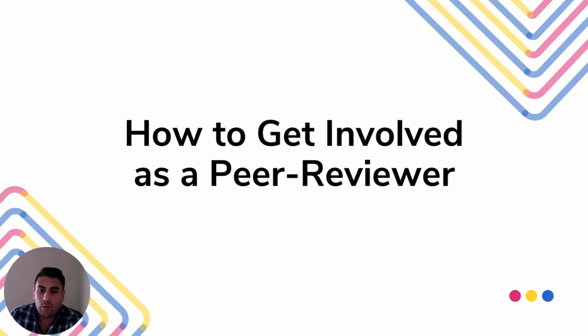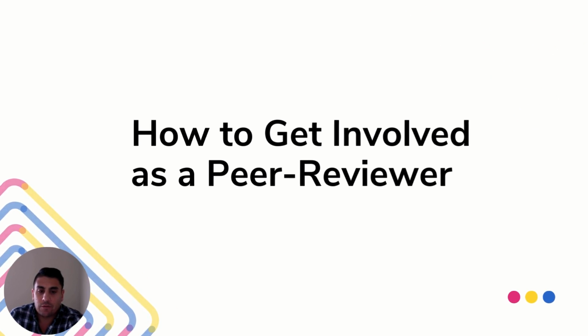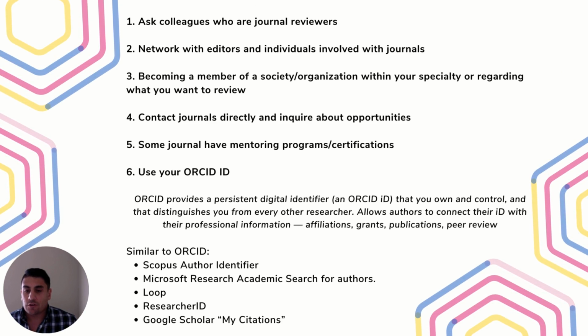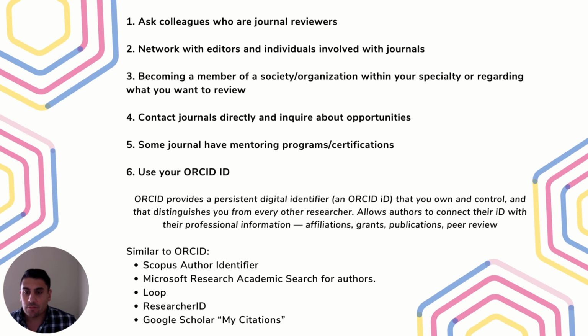Now we will talk about ways that you can get involved as a peer reviewer. A great way to get involved in the peer review process is to reach out to your colleagues that you know are peer reviewers for journals. Additionally, you can network with editors of journals at professional meetings, and you can also join specialty societies and organizations that work in the particular field and topic of your interest. Another way to get involved with journals is to directly contact the journal and inquire if they need peer reviewers.